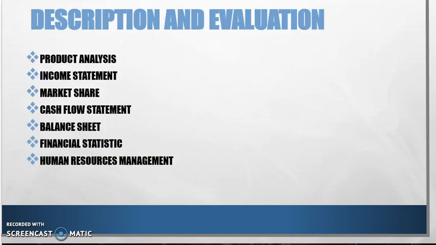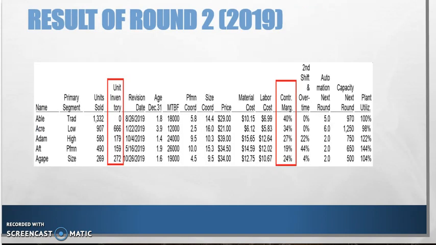The next part is the description and evaluation. The result will be analyzed based on this factor. This table is the production analysis. Overall, the result of Round 2 is not good.